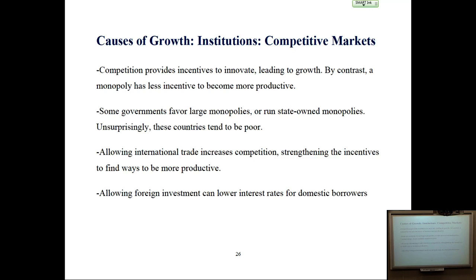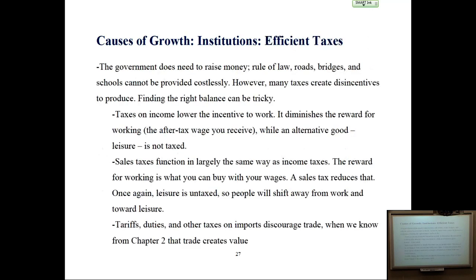So that's also important for long-run growth. Moving on, we'll look at institution number 4. That one is efficient taxes. This one's kind of a balancing act, you can think of it that way, for what the government has to do.